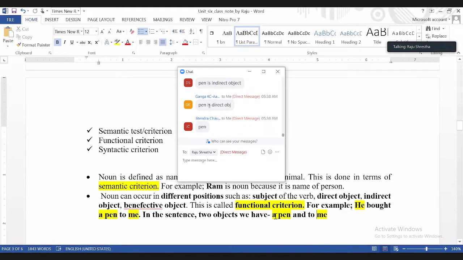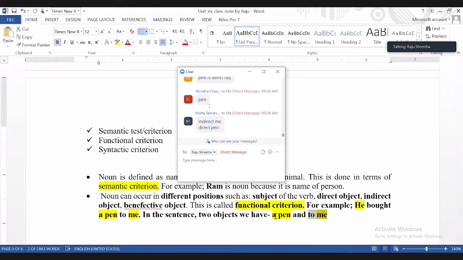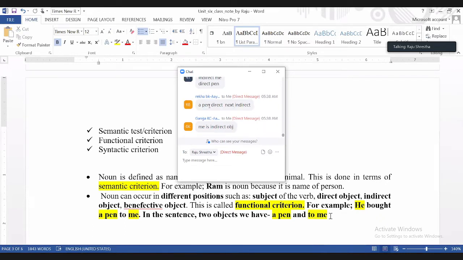To me is the benefactive object. The pen is bought for whom? For me, right? So this is the benefactive object. In this way, this is also an object and this is also an object, and both are in the noun position. This is what we call the functional criterion.